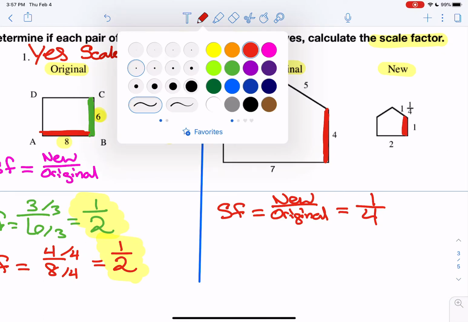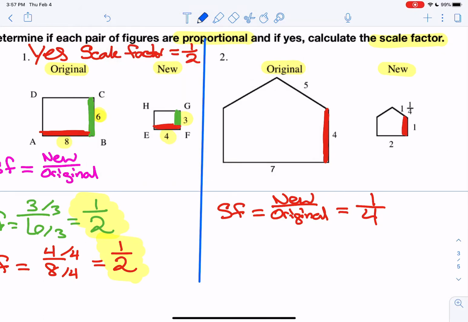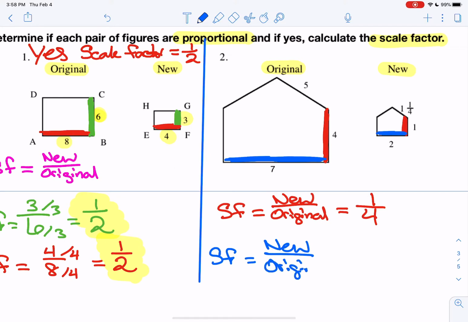All right, let's go ahead and check another side. So once again, don't really want to deal with that 1 1/4 yet. So I'm going to check the bottom. Now we're going to check the bottom of both images and see if we get 1/4 again. So once again, scale factor equals new over original. And I recommend writing that each time you solve for the scale factor, because the more you write it, the easier it will be to remember. So I like to keep writing the new divided by original, right?